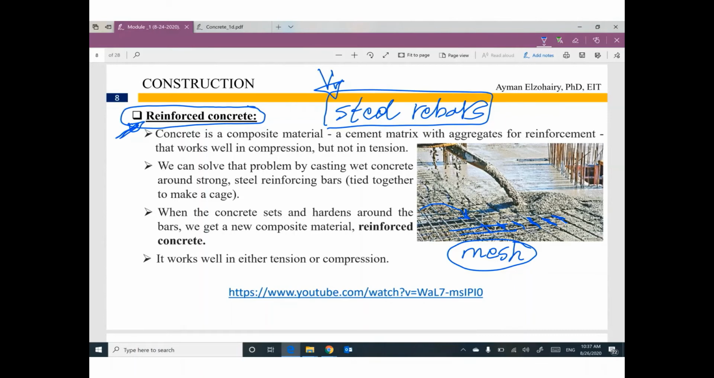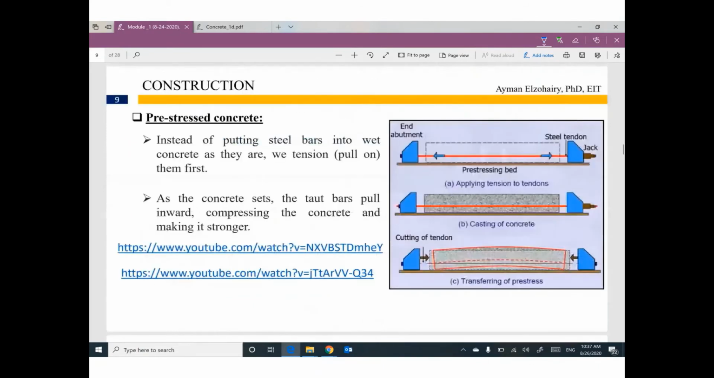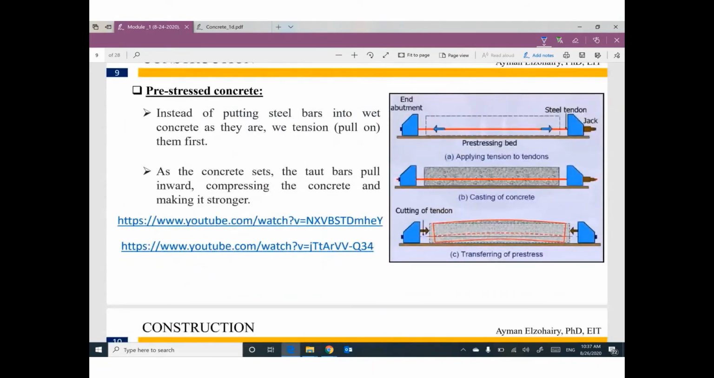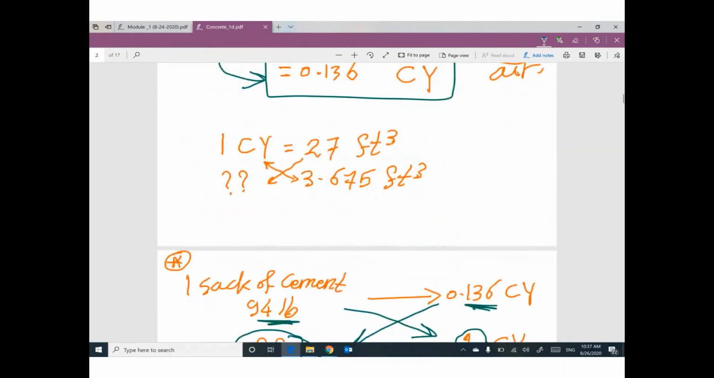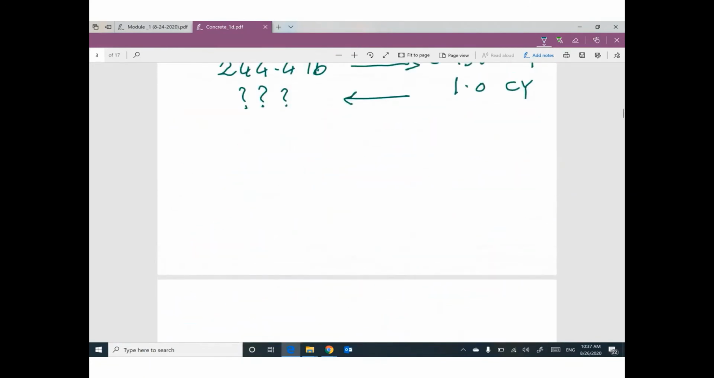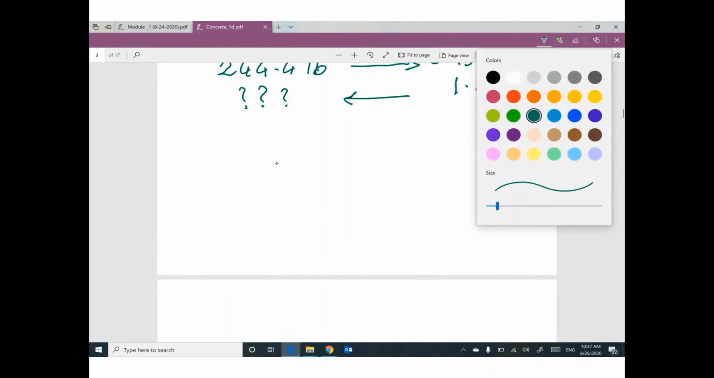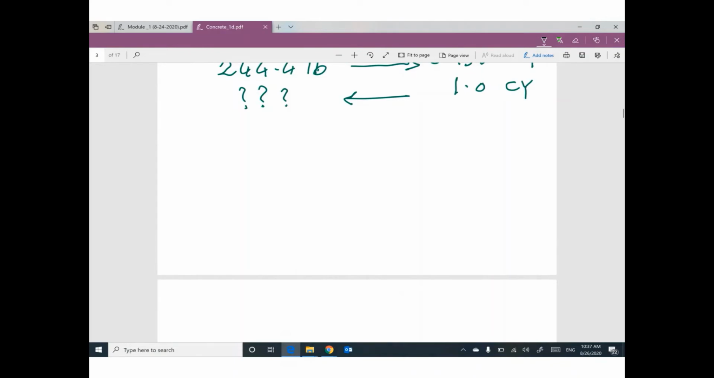Okay? So we have reinforced concrete if you add steel reinforcement. We have another shape or another product of concrete which is called pre-stressed concrete. I can explain this figure here. Guys, what do you think if you have cable?